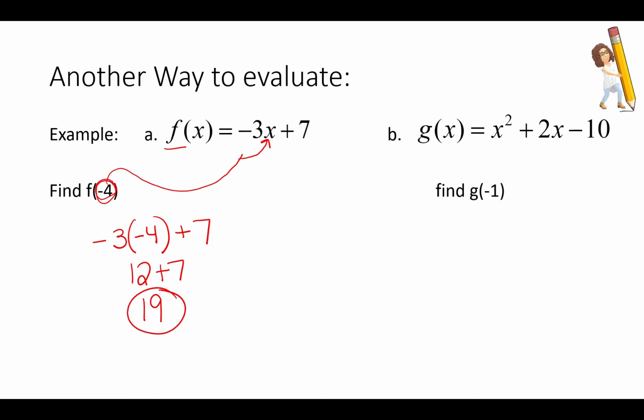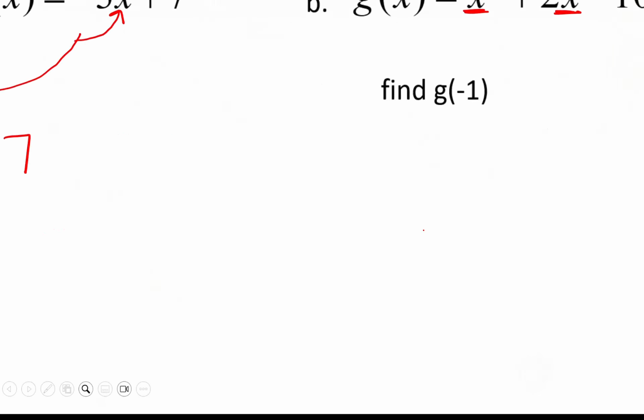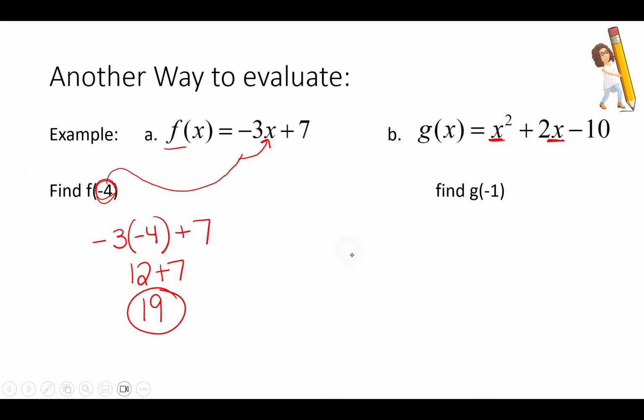Let's try g of -1. So that means for every x, I'm going to put a -1. So right here's an x, right here's an x. I'm going to rewrite my problem. Whoa, decided to zoom in there. There we go. So -1 squared plus 2 times -1 minus 10. Notice I took -1 and I put it for the full x. That squared still is going to sit there though.